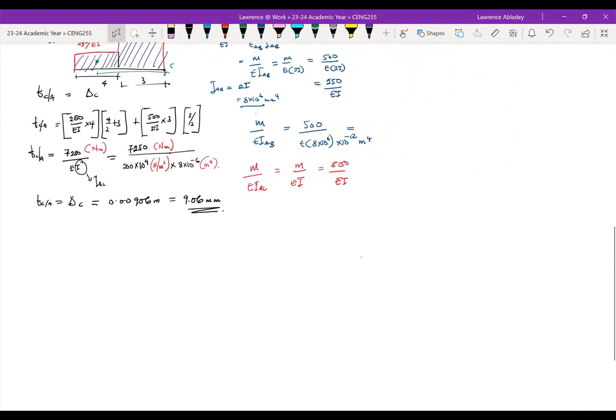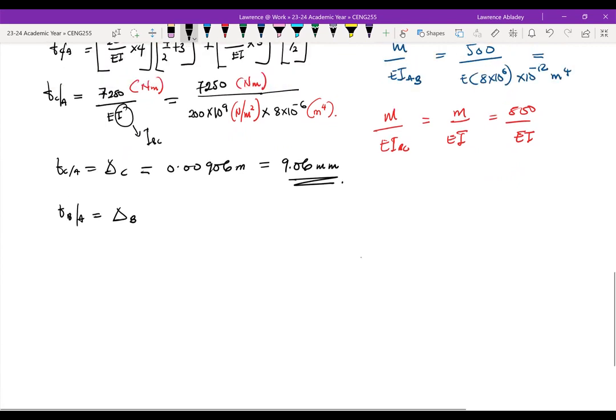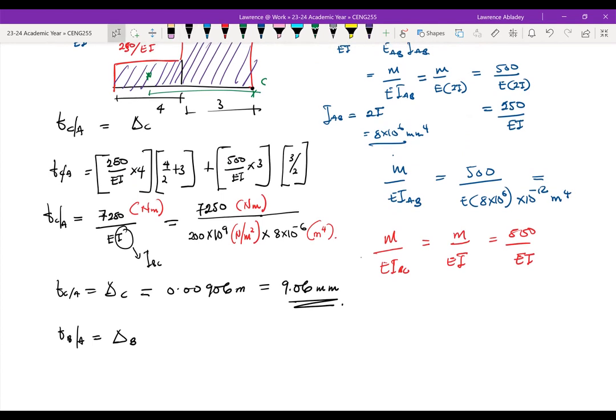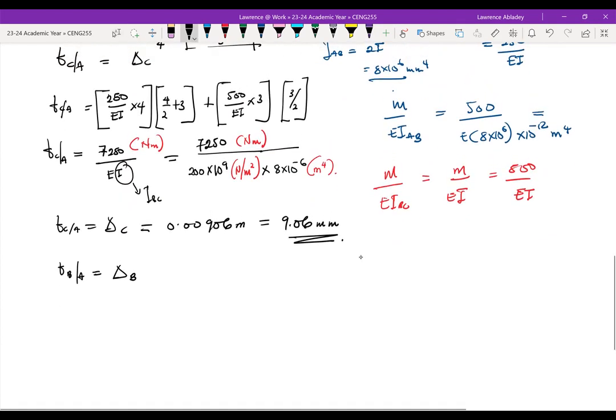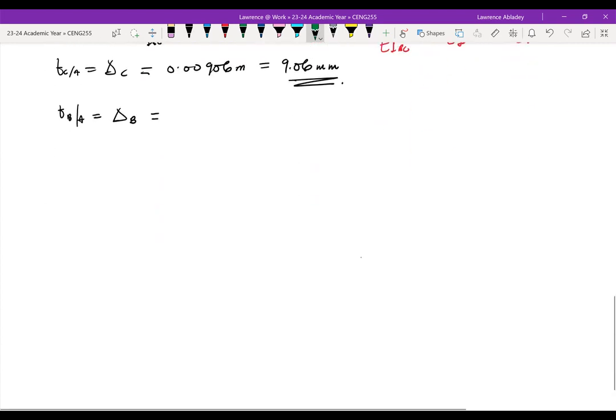So the same way we found the TCA, we can also find TBA. Okay. So TBA, the same as delta B. Again, that'll be the moment of the M over EI diagram between B and A. So going back here, that would just be this left side. We will not include the right-hand side because we are finding the moment of the M over EI diagram between A and B. So here we have A and we have B there.